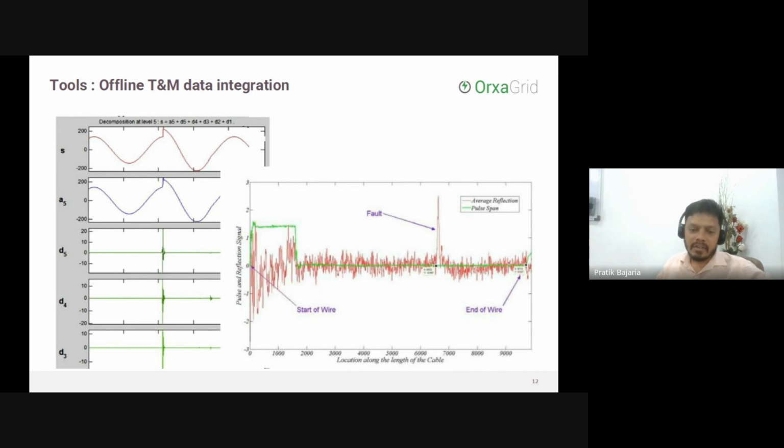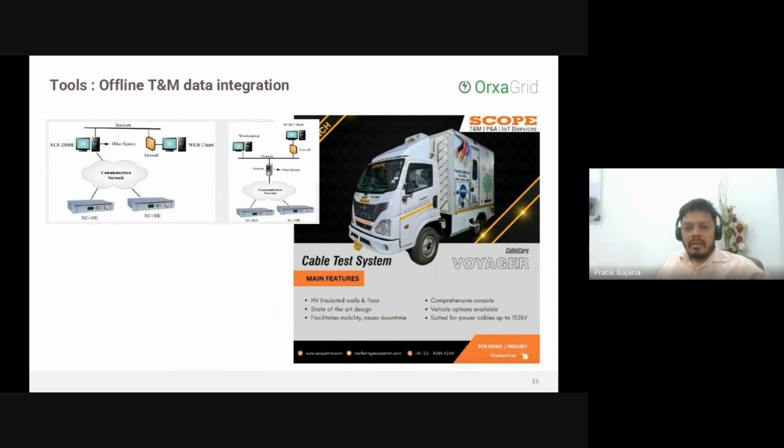Again, this is an offline instrument, but getting that data and integrating it into the software which we have on the OrxaGrid side allows you to be more specific and more accurate in predicting any set of failures that happen in a feeder or a cable line. Now, as you might know, we already have our TWFL instrument called the cable test van, or cable fault locator van, or CFL van, which we sell on our scope side.